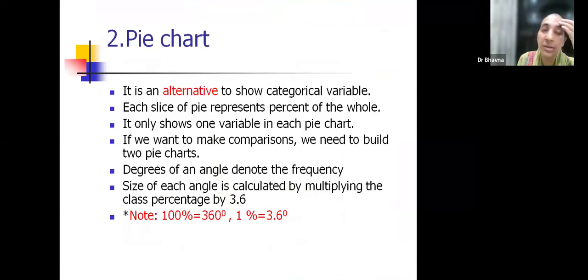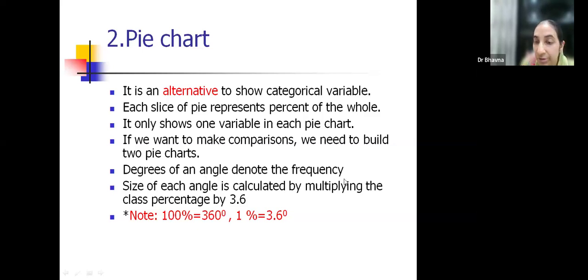Now, what is a pie chart? All of us have studied pie charts in class 8 to 12, but then again, it is a part of medical research. So you have to brush this up. It is an alternative to show a categorical variable. Remember, it's an alternative. Each slice of a pie represents a percentage of the whole. All of you know it. It only shows one variable in each pie chart. It is very important that a pie chart cannot compare two variables. It can show only one variable at one particular time. If we want to make comparisons, we need to build two pie charts or a donut diagram.